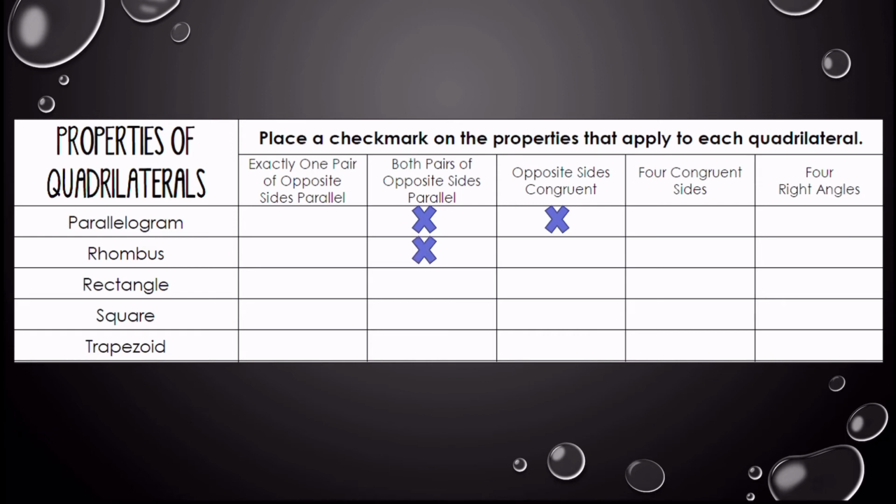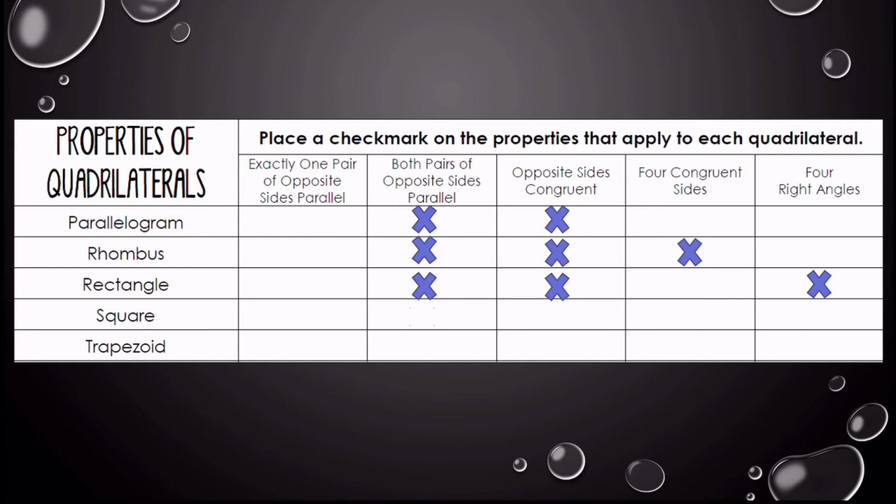A rhombus, both pairs of opposite sides are parallel. Opposite sides are congruent, and 4 sides are congruent, okay? And that's the only characteristics those have right now. Then I look at my rectangle. It has both pairs of opposite sides parallel to each other. Opposite sides are congruent, and then it has 4 right angles.